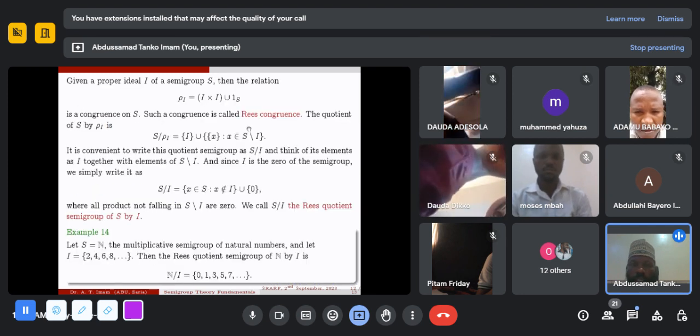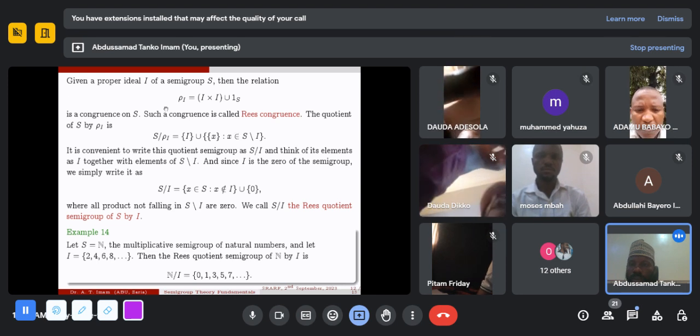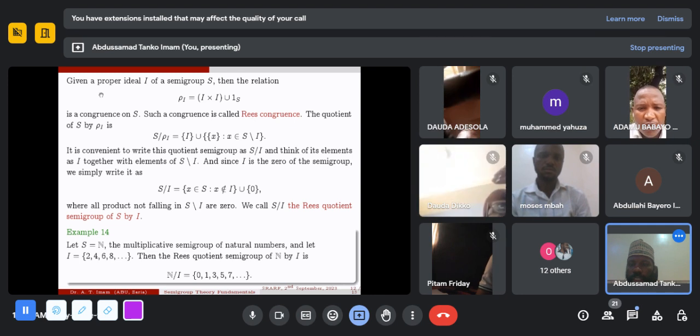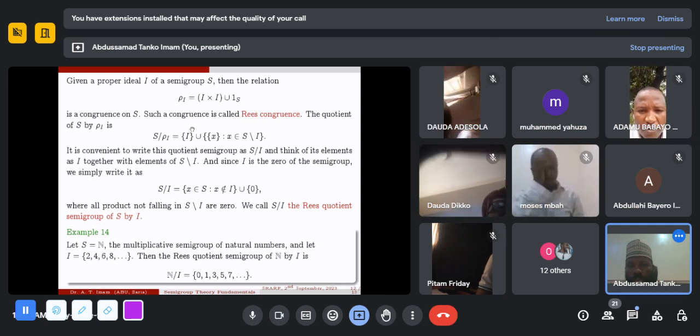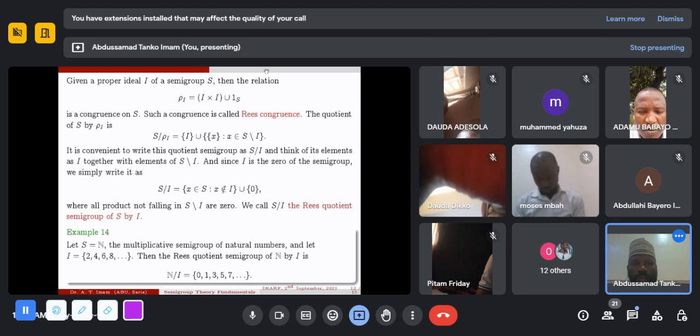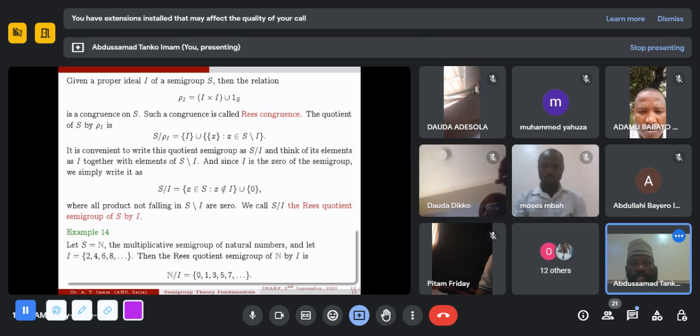I have one last concept that I think I should talk about, the concept of Rees congruences. And this is the one that will reveal the connection between the ideals and the congruences, because there is naturally a congruence one can define out of an ideal. So if you have any proper ideal of a semigroup, you can define using that ideal a congruence on the semigroup. And this is how you define the congruence.